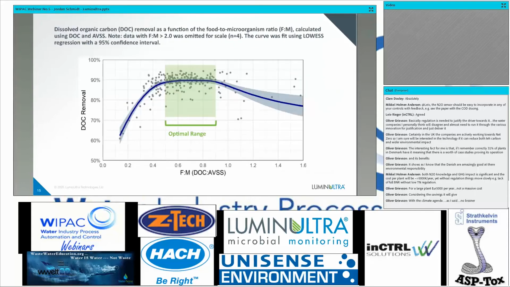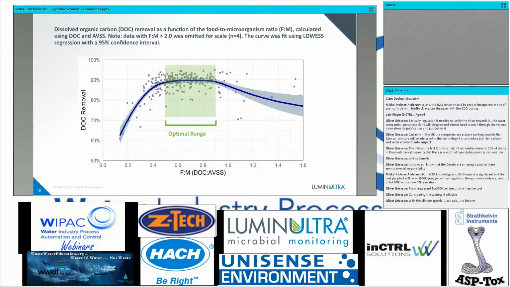Switching over to what we call true F to M. Again, in this case we have dissolved organic carbon removal on the y-axis, and we regressed it against the food to microorganism ratio calculated using DOC and ABSS, or ATP. Again, we knocked off a couple of data points, but just from the scale, not from the model. And again, the curve was fit using the same model with the same lowess parameters, same span, everything like that.